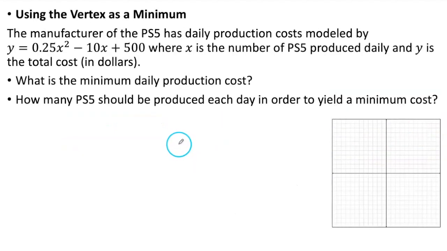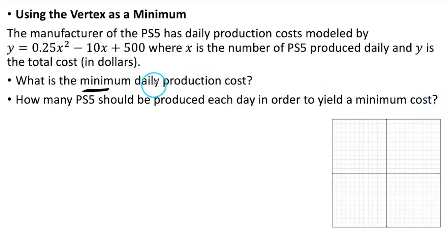Now, in the previous two, we did the maximum. Now we're going to do the minimum. Okay, how do we see it? Let's read the problem. The manufacturer of the PS5 has daily production cost modeled by this, where X is the number of PS5 produced daily, and Y is the total cost in dollars. Alright, what is the question? Minimum daily production cost. How many PS5 should be produced each day in order to yield a minimum cost?